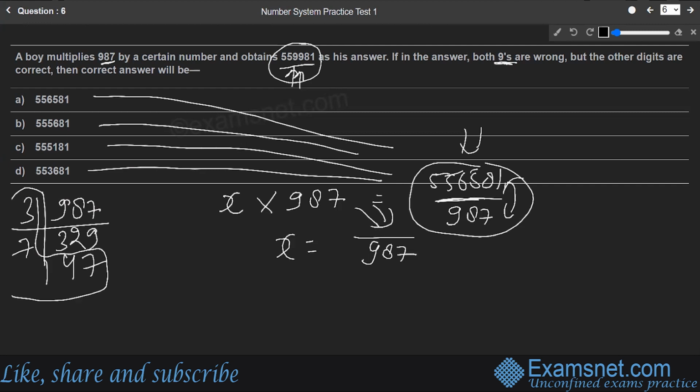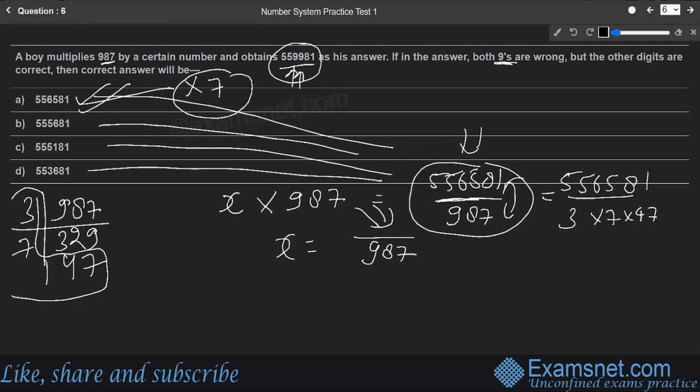So ultimately I have to divide this number. The first option is 556581, and it has to get divided by 3, 7 and 47. Just look at the options and see which particular option is completely divisible by all these numbers, 3, 7 and 47. So let us see the first option. The first option is divisible by 3 and 47, but it is not divisible by 7.